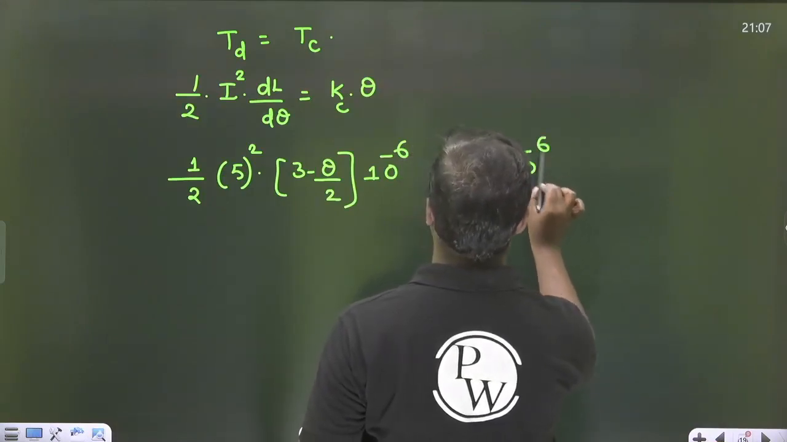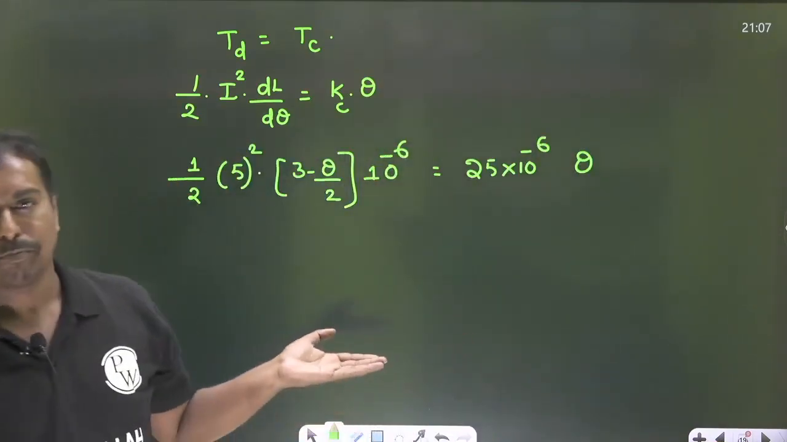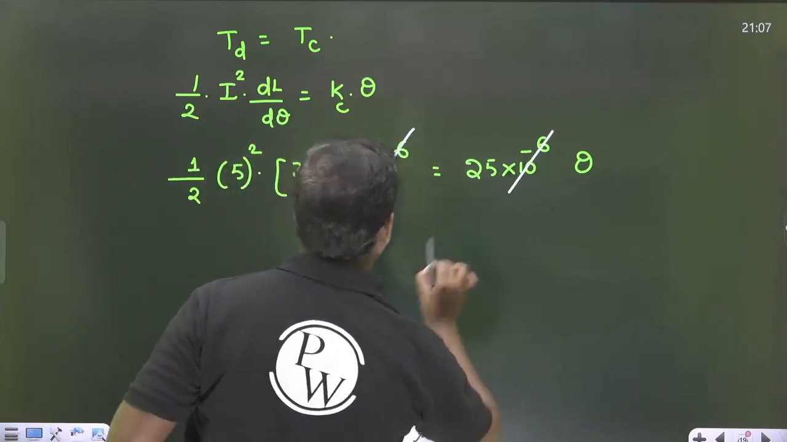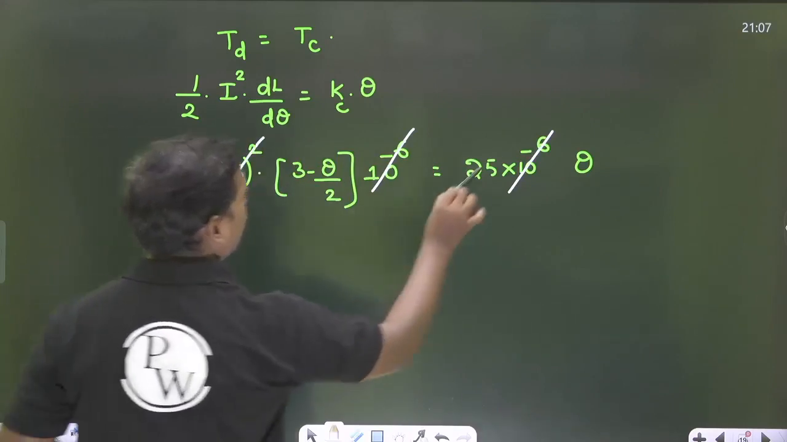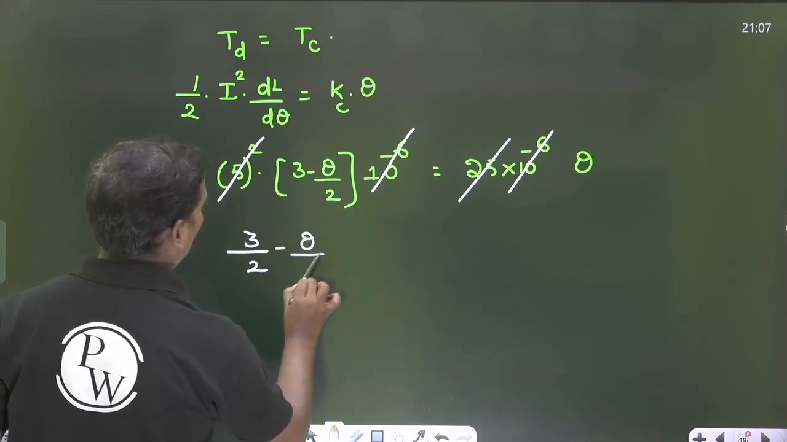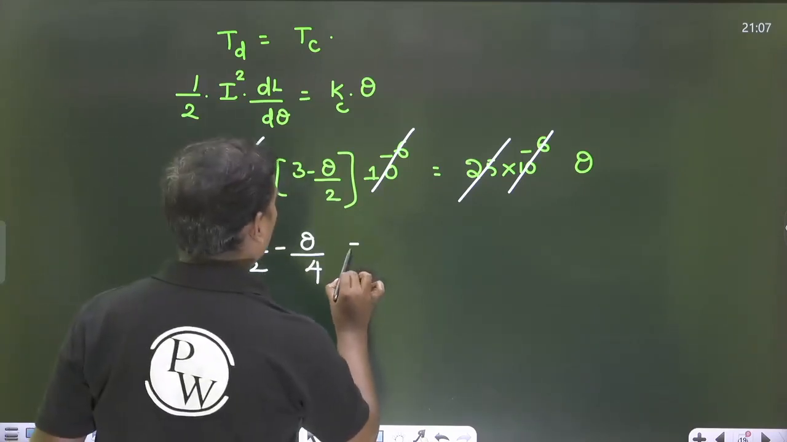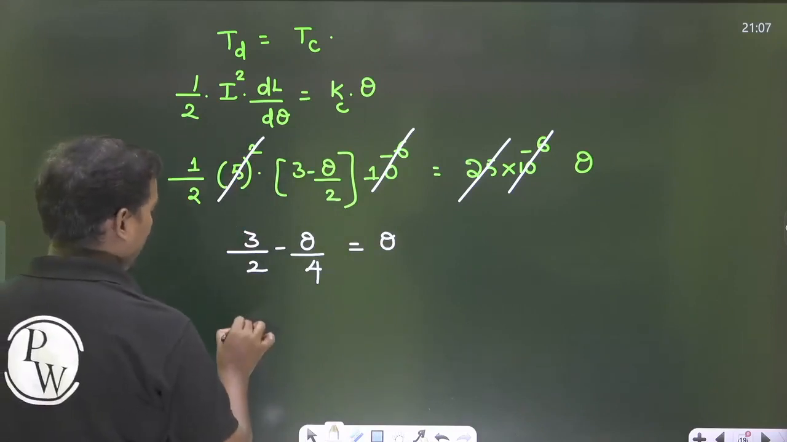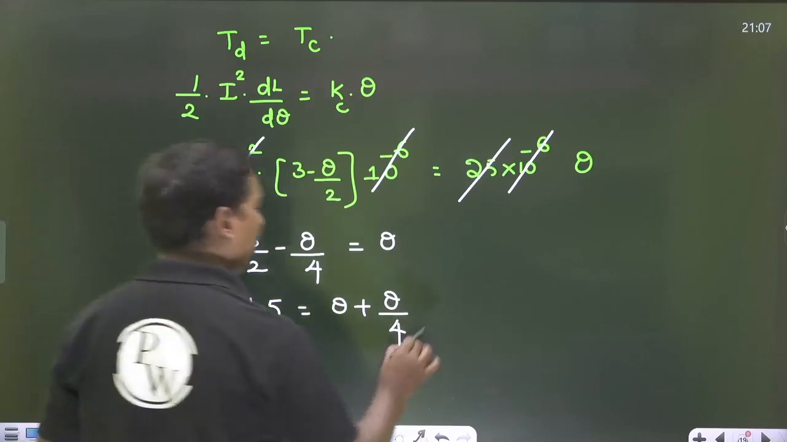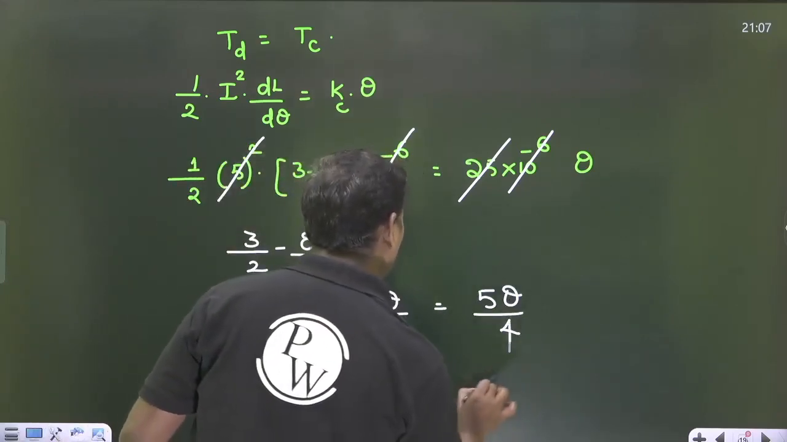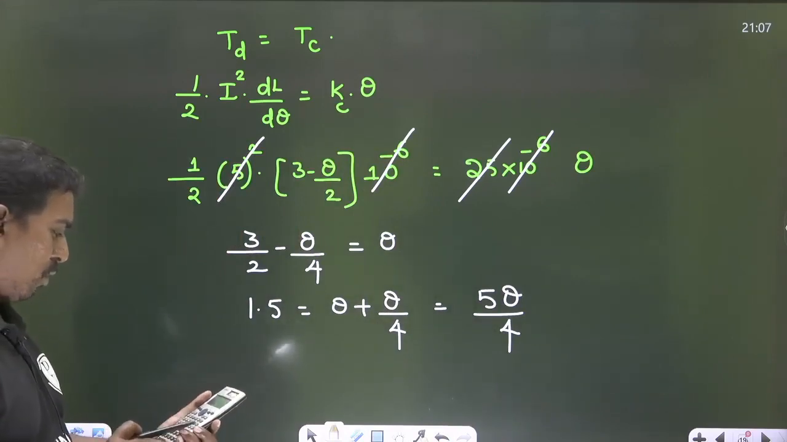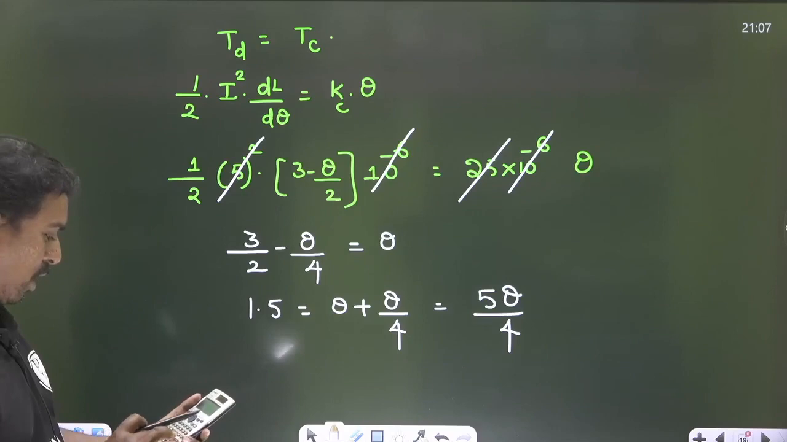I think it is easy to answer now. 10 power minus 6 gets cancelled, and 25 gets cancelled. If you simplify, this is 3 by 2 minus theta by 4 equals theta. 3 by 2 means 1.5, so 1.5 equals theta plus theta by 4, that is 5 theta by 4. So theta is 1.5 into 4 divided by 5.